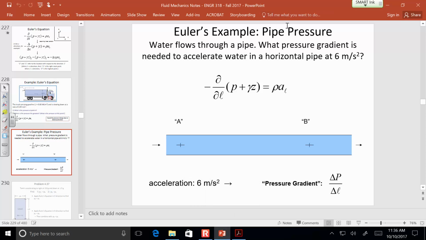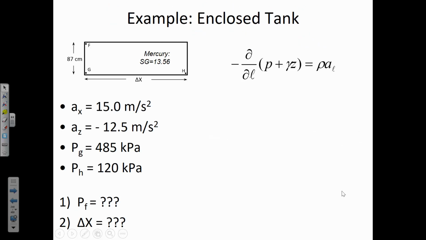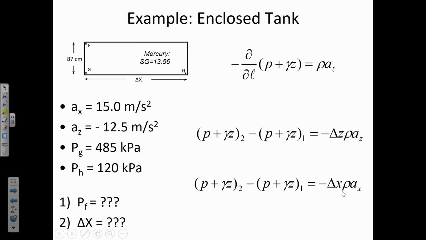Other questions about this one? All right, you're getting good practice substituting values into Euler's equation. Several years ago, on the midterm, students were really struggling with Euler's, and so I threw in a lot more examples than I had before. So I hope that this makes it a lot easier. Now, this is taking it to the next level of difficulty, and now the issue is that we have acceleration in two directions at the same time.